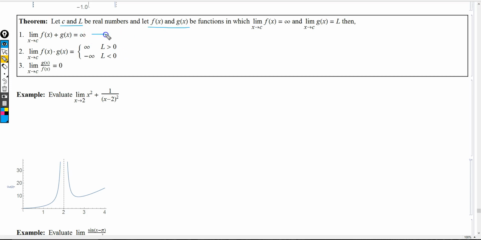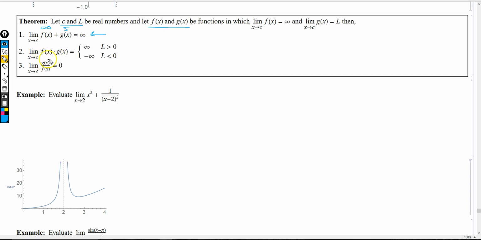The first one states that the limit as x approaches c of f of x plus g of x is going to be infinity. That makes sense because if f of x is approaching infinity and g of x is approaching some number like, whatever, 5, of course a really, really large number plus 5 is going to be a really huge number. In other words, infinity plus 5 is infinity. So that result makes sense.